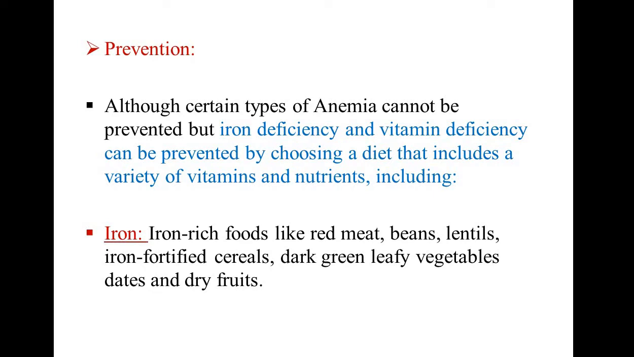Although certain types of anemia cannot be prevented, some types of anemia such as iron deficiency anemia and vitamin deficiency anemia can be prevented by choosing a proper diet that includes a variety of vitamins and nutrients. These nutrients include, first, iron. Iron-rich foods like red meat, beans, lentils, iron fortified cereals, dark green leafy vegetables, then dates or dry foods can increase the iron content of our diet.